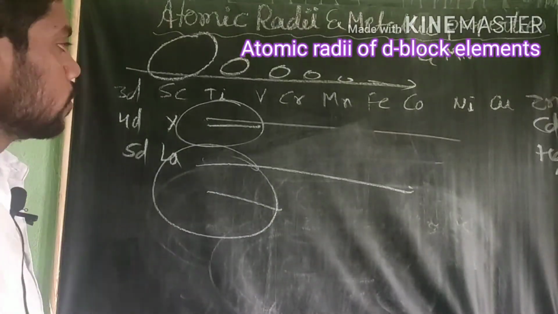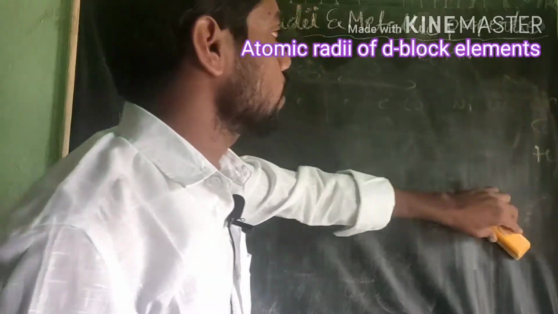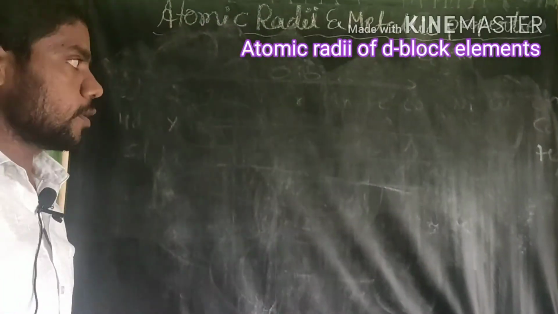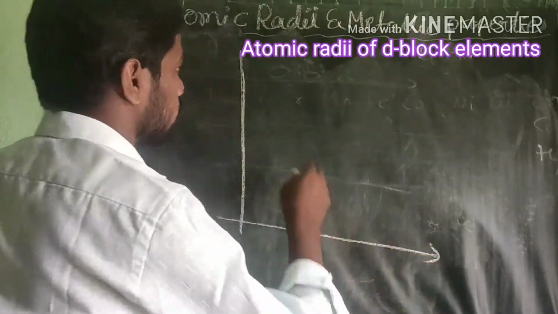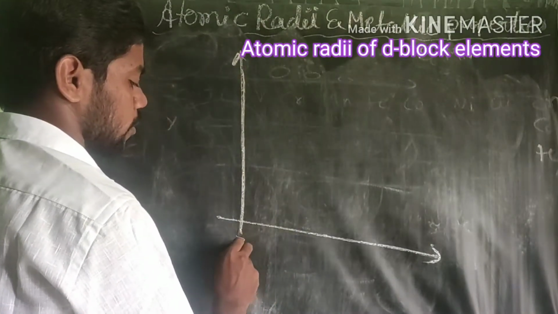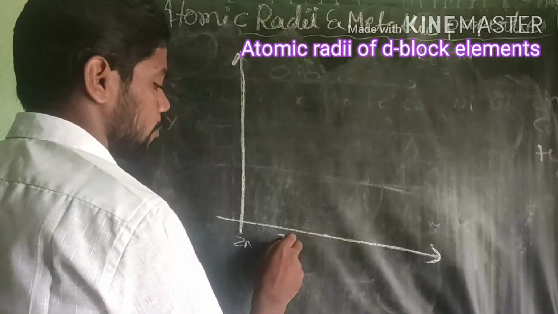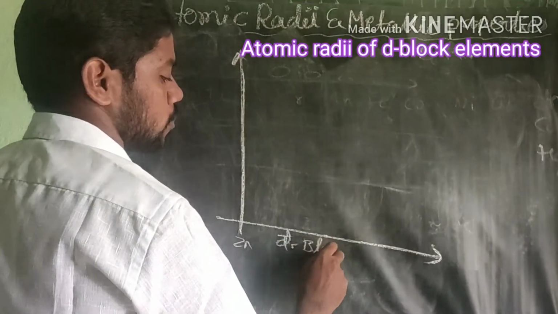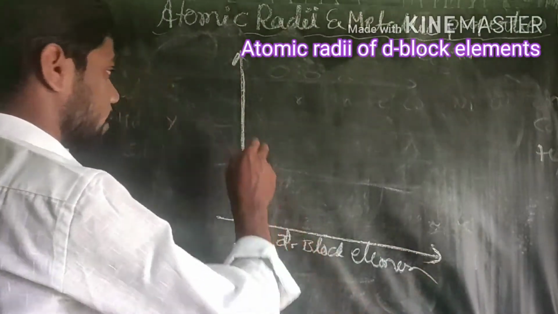One more thing I will tell you. Here in your NCERT textbook, they have given one chart, one graphical representation. What is that? You see here, this is a transition element, or d block element. Because here, what happens?